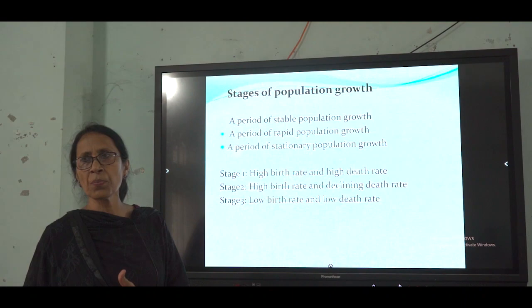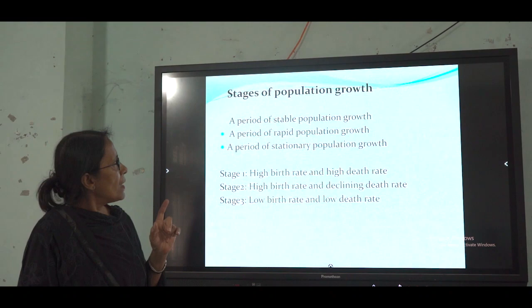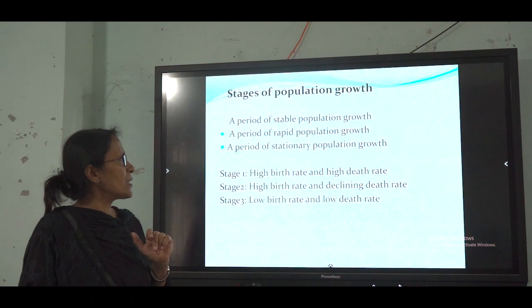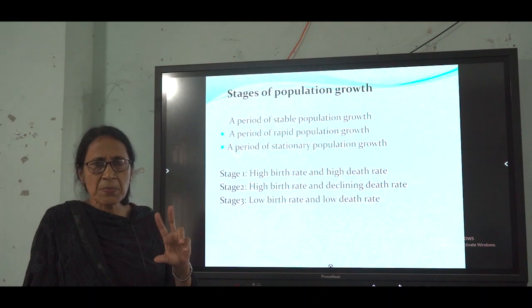So there are three different types of stages and three different types of population period. Actually it is not the period, but it is related to the birth rate and the death rate, which is sometimes high and sometimes low, sometimes equated, but in different stages.